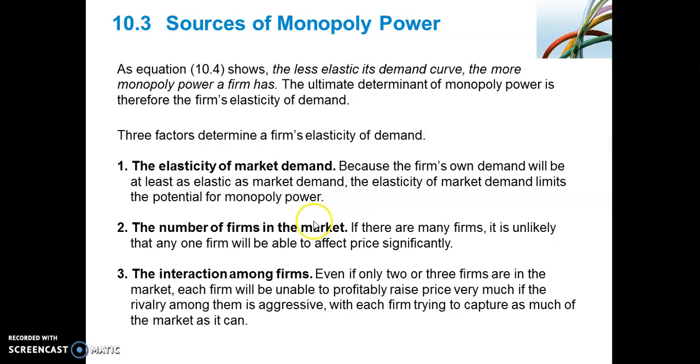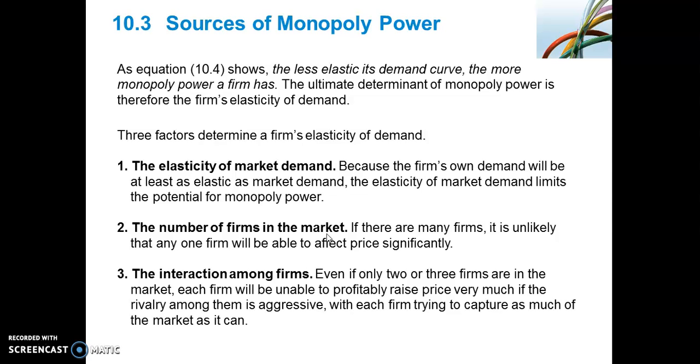Then, if you reflect on the number of firms in the market, remember, with a perfectly competitive market, there are many firms. In that scenario, it is unlikely that any firm has the ability to affect the price significantly. When we reflected on monopoly, we know that there is one firm, but pure monopolies are really rare. Very often you might find that there are just a few firms, but the more firms there are, the reduced likelihood that any one particular firm can affect the price significantly.